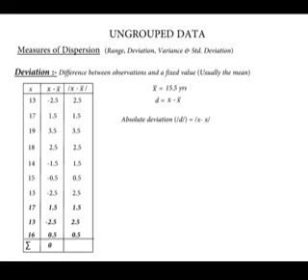When we divide the total absolute deviations by the total number of observations, we get the mean absolute deviation. In this case, the total absolute deviations, that is 2.5 plus 1.5 plus 3.5 all the way down, will give us 19. The total number of observations is 10, so 19 over 10 will give us 1.9. This is the mean absolute deviation. Notice that the deviation in this case is calculated from the true mean and not an assumed mean.